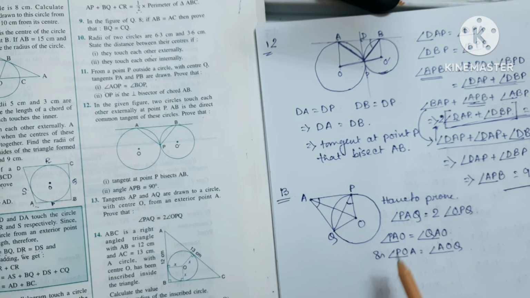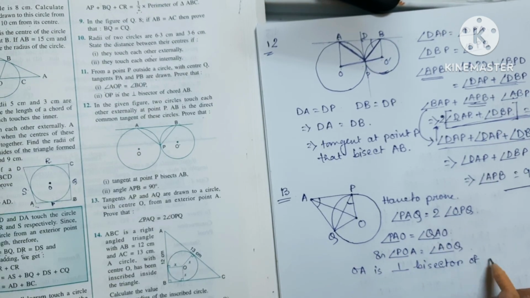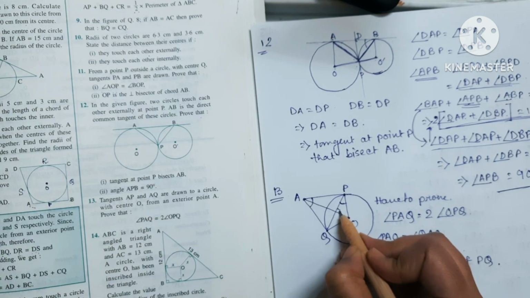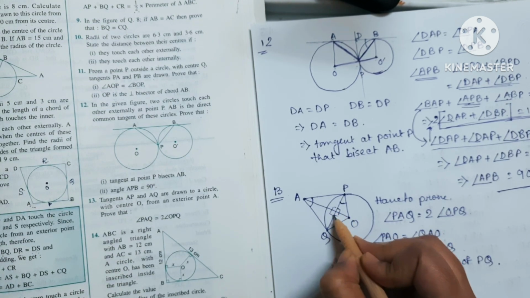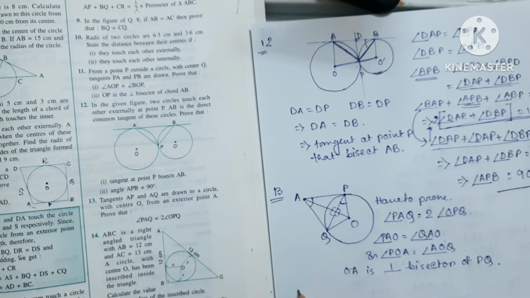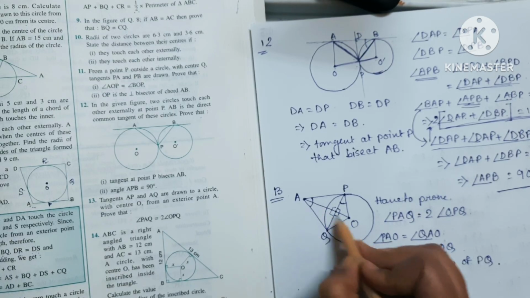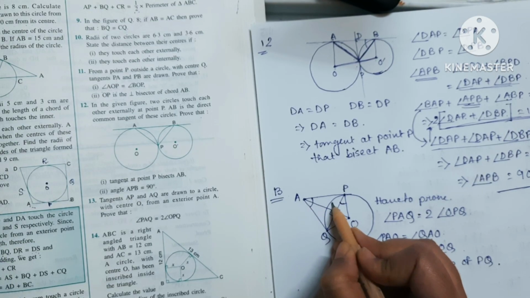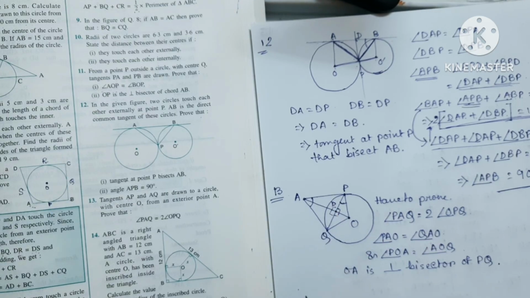Okay, so you can write OA is the perpendicular bisector of PQ. So these four angles are 90 degrees. Now see this point. Suppose OA and PQ intersect at the point D.